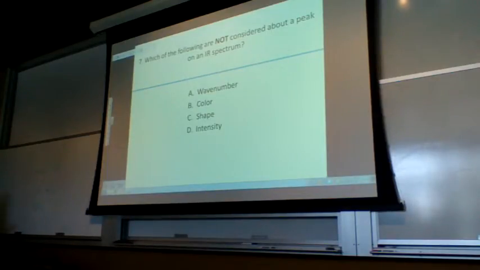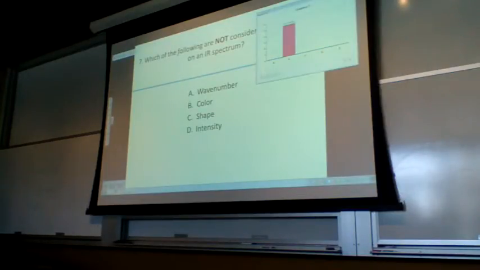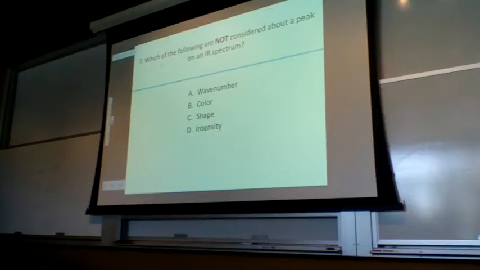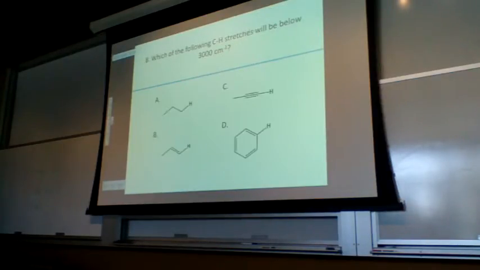Which of the following are not considered not a P in an IR spectrum? I'm sorry, wave number. Alright. Oh. Yay! I was going to be really concerned for that. So, go look at the color of the P.